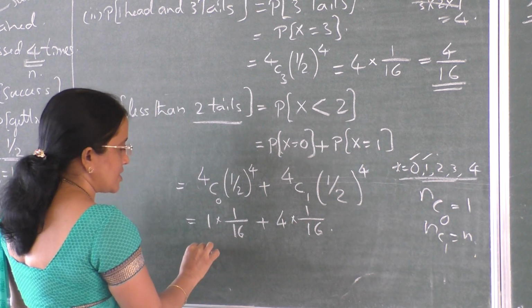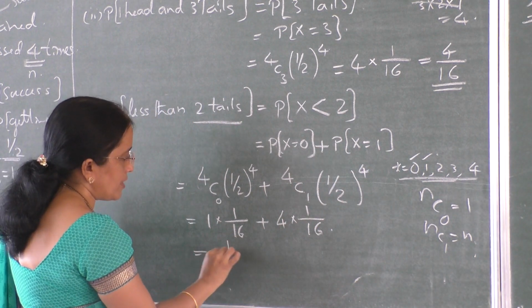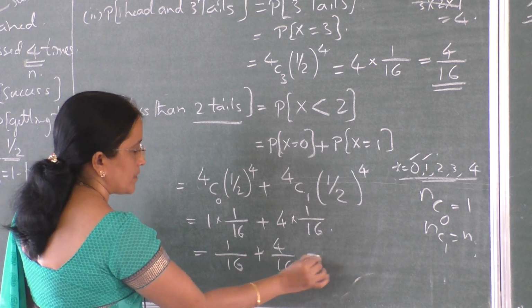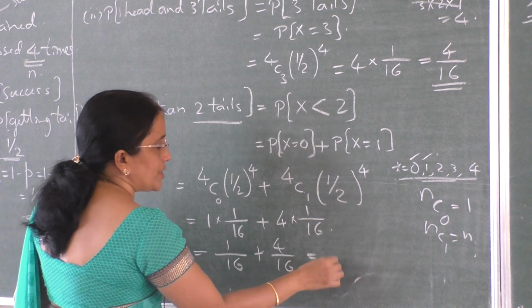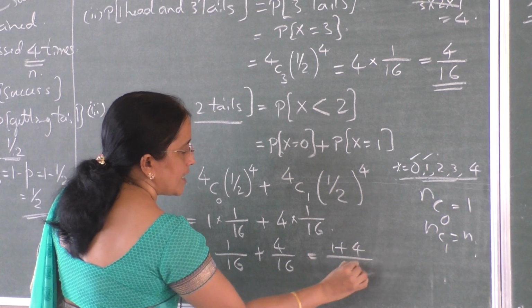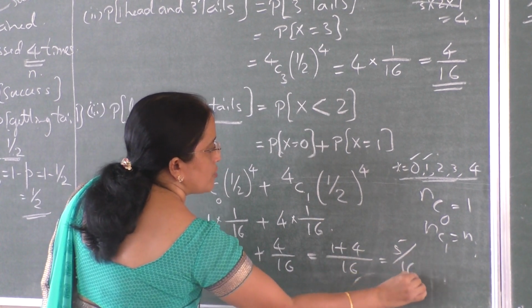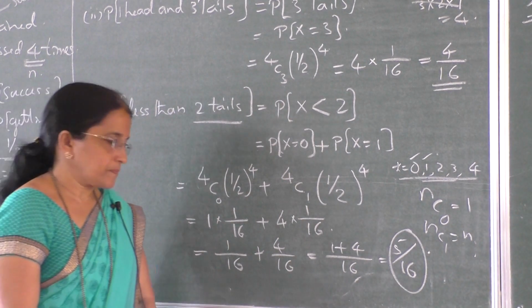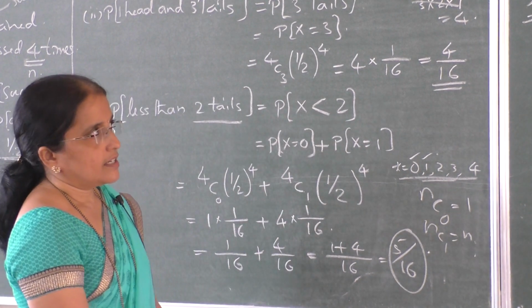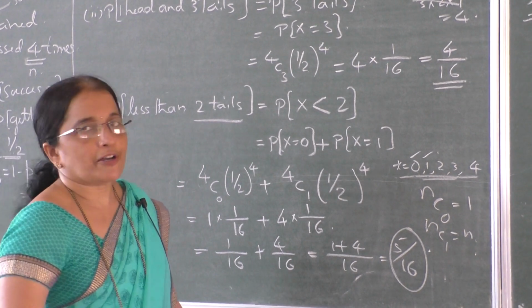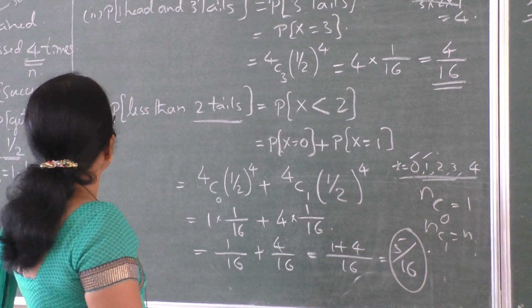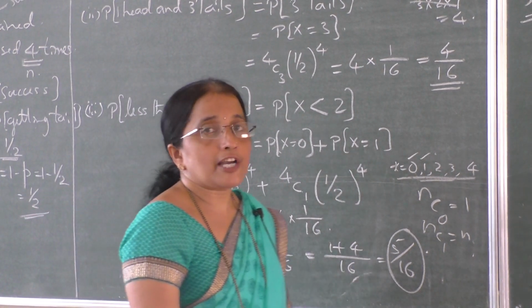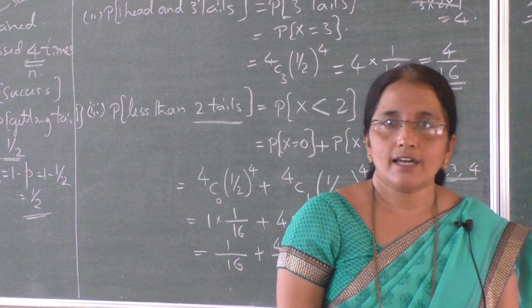Now simplify this. You will be getting 1 by 16 plus 4 by 16. Common denominator, add the numerators: 1 plus 4 divided by 16, that is 5 by 16. This is the answer for the third question. It is one of the simplest problems among 5-mark questions. It is a problem related to tossing a coin. Always such problems come under binomial distribution, tossing a coin.